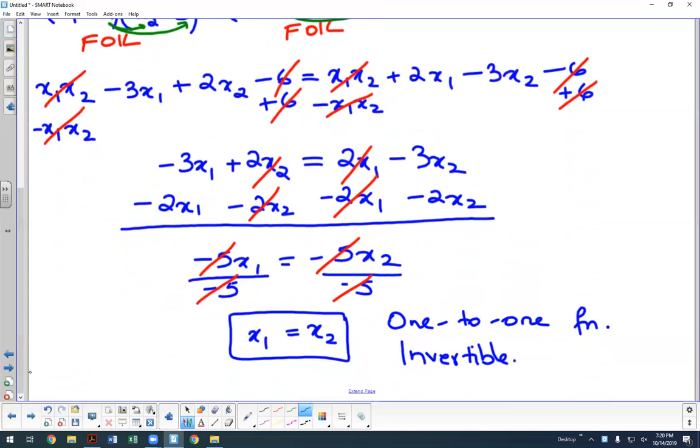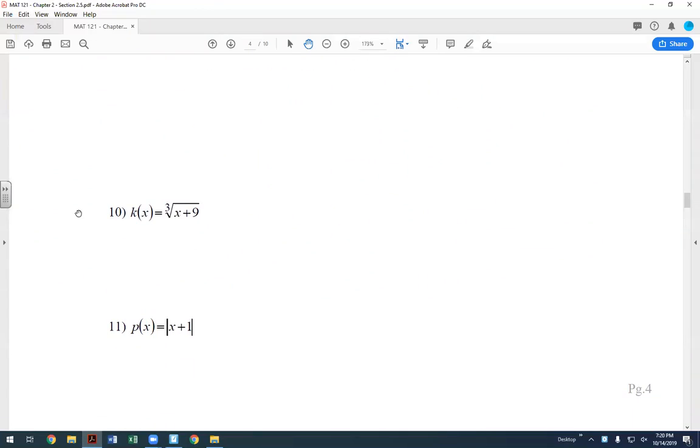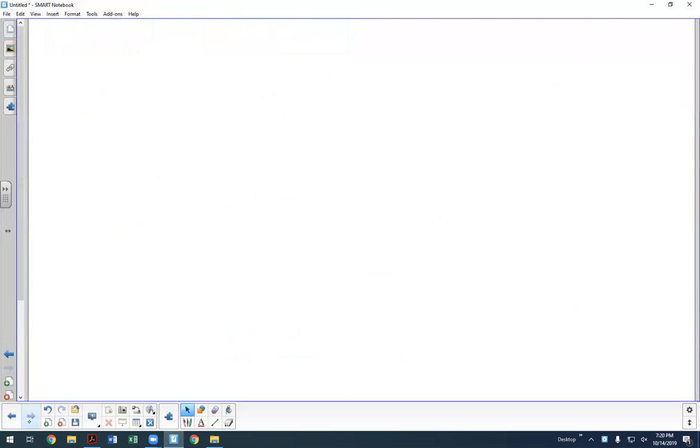Okay, let's see what we got next. So we have k of x equals cube root of x plus 9. So let's see how we can prove if this guy is 1-to-1 or not.